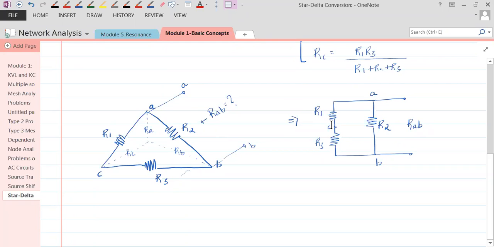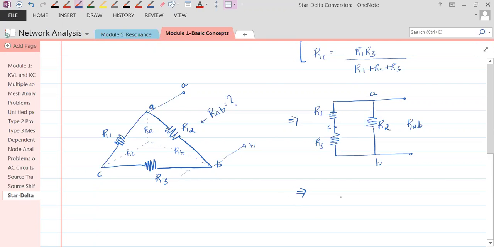See, this C is of no importance to us. AB is of importance to me. C is not of any importance to me now. Get that point? This implies that R1 and R3 are in series. This series combination is in parallel with R2. Everybody is okay with that?